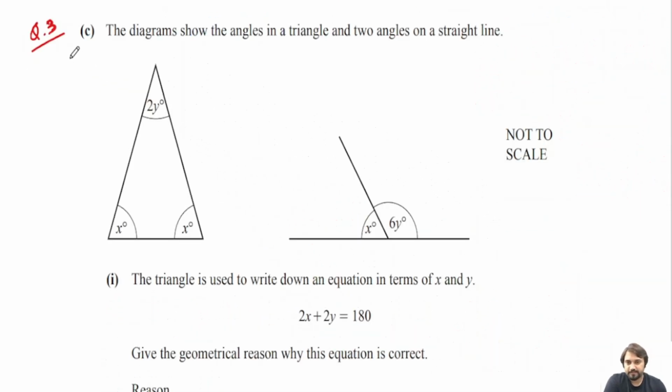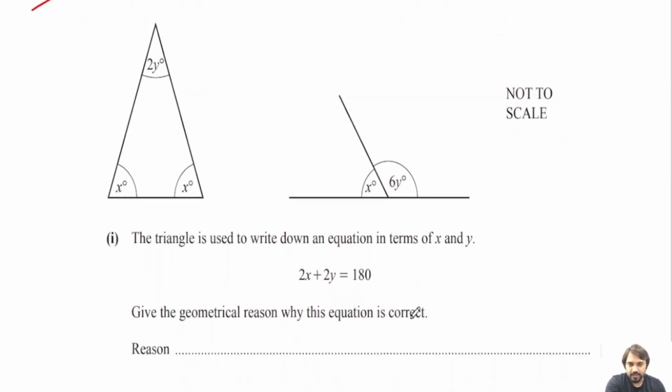Here we have the same question, but the part is C. It says the diagram shows the angles in a triangle and 2 angles on a straight line. This one. The triangle is used to write down an equation in terms of x and y: 2x plus 2y is equal to 180. Give the geometrical reason why this equation is correct. We know that the sum of internal angles of a triangle add up to 180 degree.